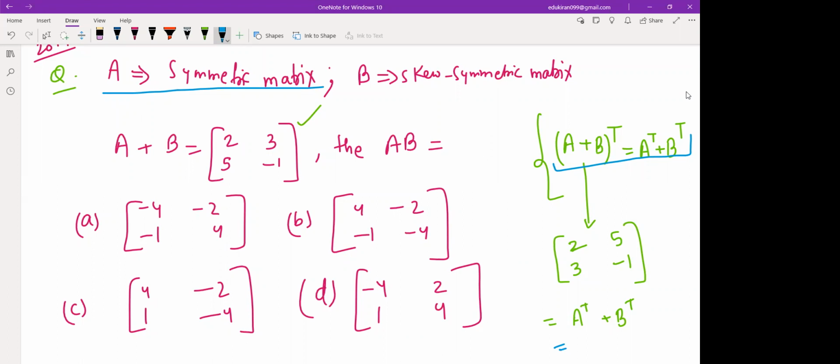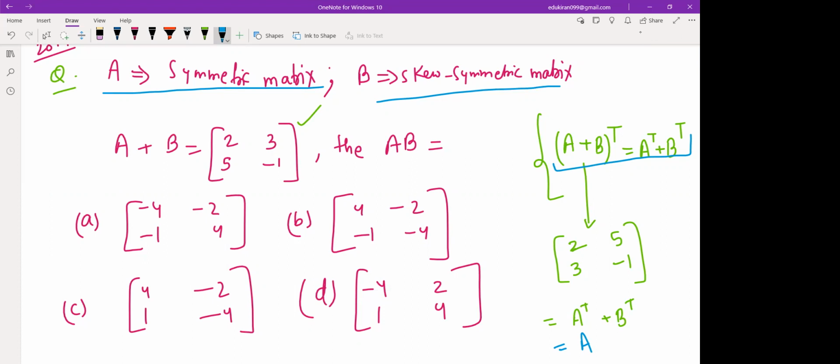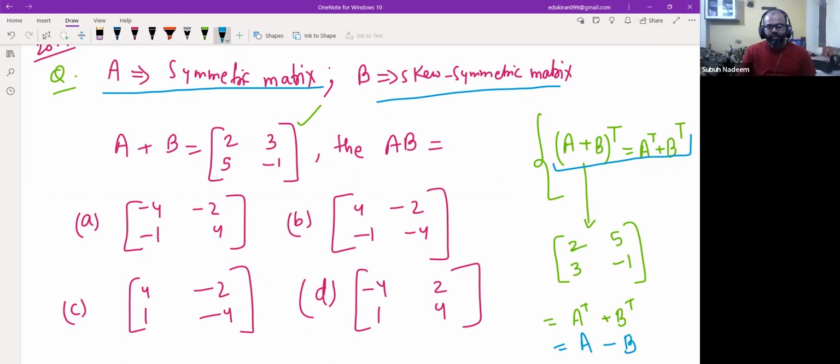A. Yes, we will write it as A. And since B is skew symmetric, B transpose will be minus B. Minus B, correct. So we have this as A minus B.